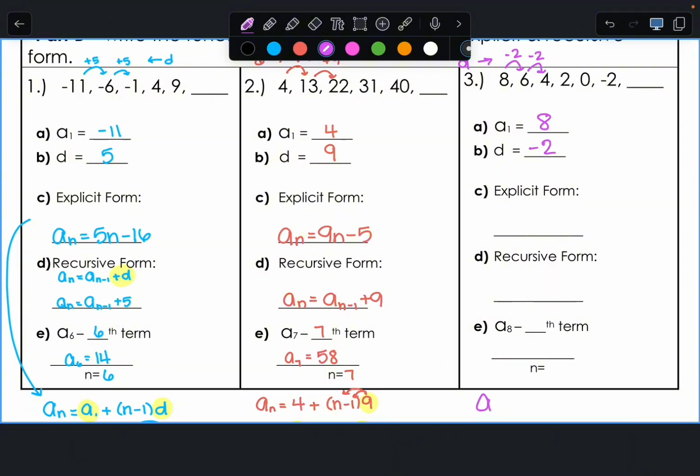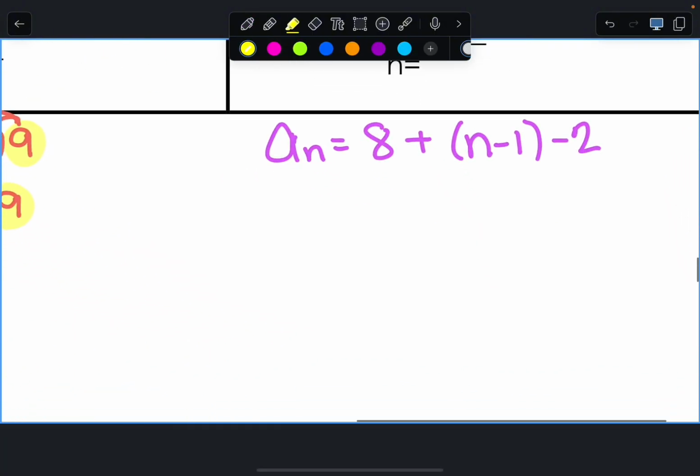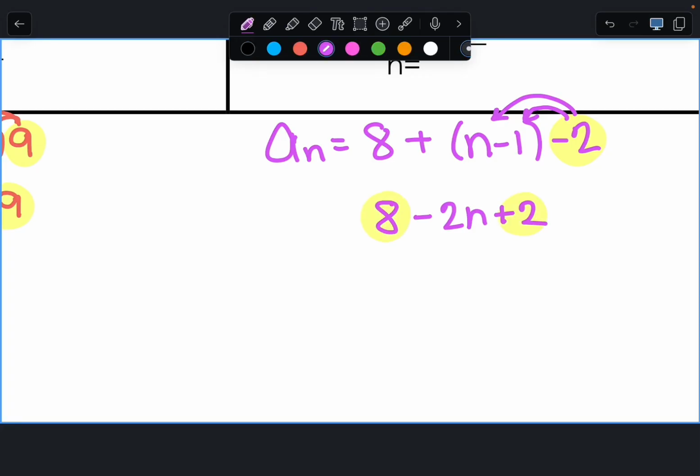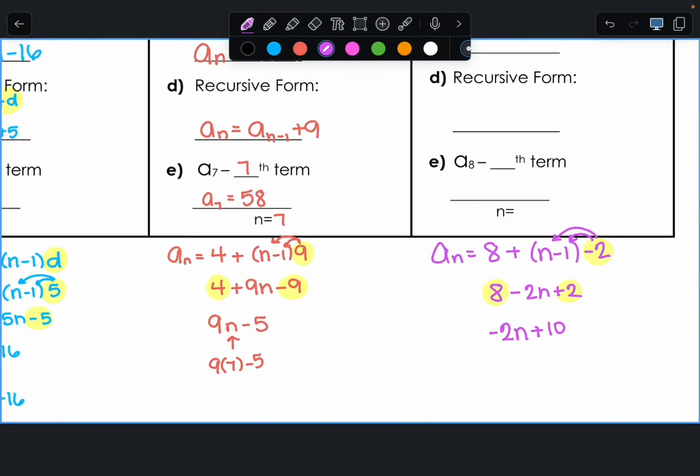a sub n is equal to what? 8 plus n minus 1 times negative 2. To simplify, the first step is to distribute. So bring down the 8. Negative 2 times n, negative 2n. And negative 2 times negative 1, positive 2. Then you combine 8 and 2. So 2n plus 10? Negative 2n plus 10. Okay. Careful with those negatives. Negative 2n plus 10.